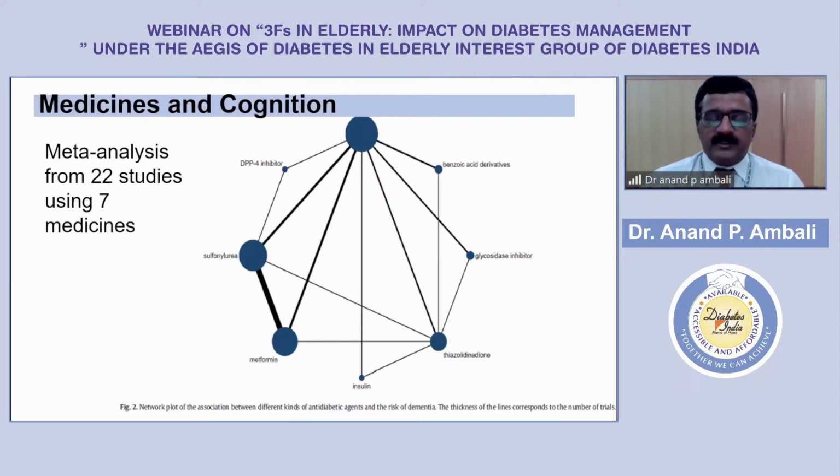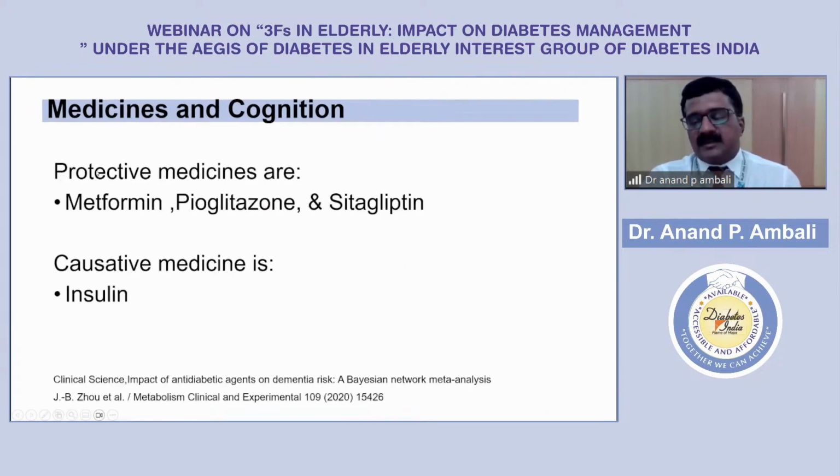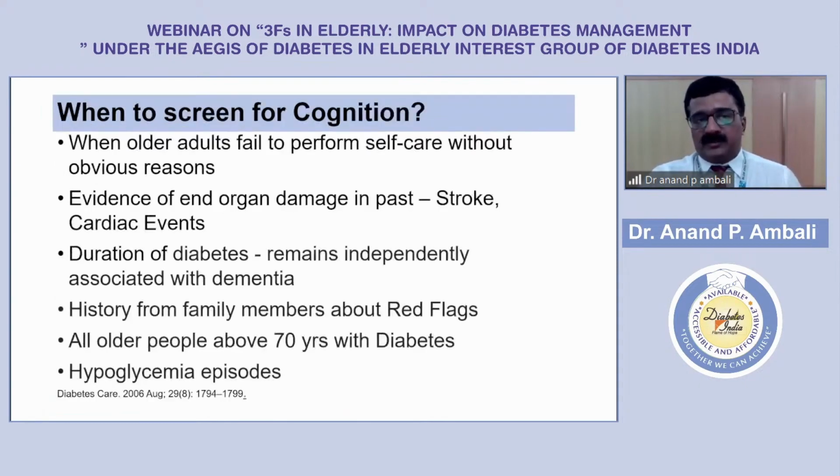Now, coming to the concept of which medicines that we use to treat diabetes can lead to cognition impairment or cognition improvement. This is a meta-analysis of 22 studies using 7 medicines, including DPP-4 inhibitors, sulfonylureas, metformin, insulin, and pioglitazone, and the darker thick lines tell that more studies have been done on these medicines. What they found over a period of time is that the protective oral hypoglycemic drugs are metformin, pioglitazone, and sitagliptin. They have been found to improve and or delay memory loss or dementia, while insulin is known to produce memory loss or dementia. Now, knowing all this pathophysiology, then when to screen.